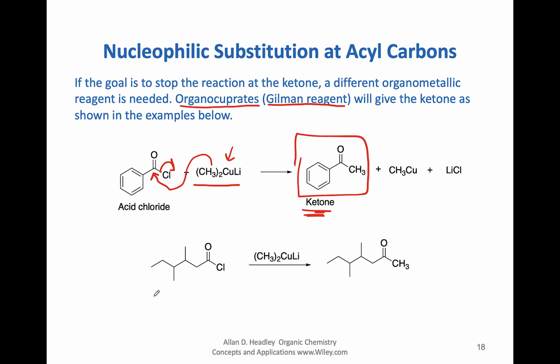Here's another example. This reagent here, Gilman reagent, leaving group, reacts here, kicks that out, and this is a ketone. Notice that this methyl group is this methyl group right here. So you can synthesize different type molecules, or different ketones, putting on different groups here, depending on the Gilman reagent that you use.